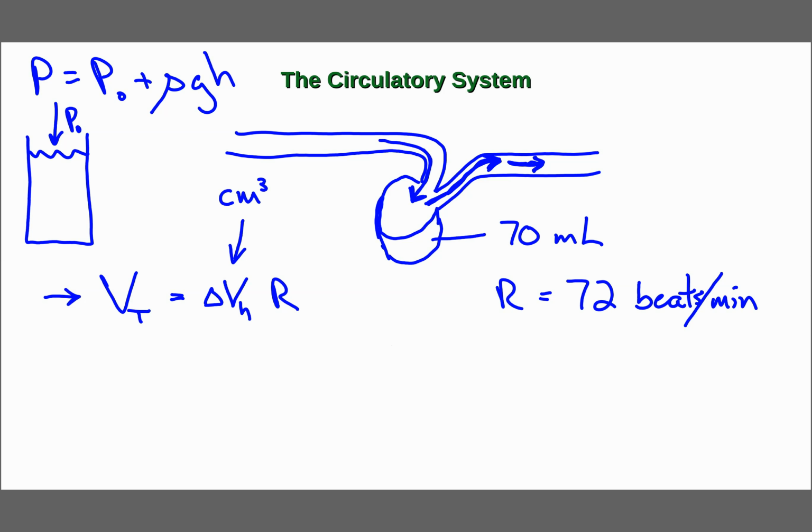A liter is its own unit of volume, but I think the conversion is 1 milliliter is 1 cubic centimeter. And then we have a rate, beats per minute. And so what we end up with is a volume per minute. Okay? If we take this 70 milliliters and this 72 beats per minute, what we find is that this VT, this volume per minute for your heart, is about 5 liters per minute.